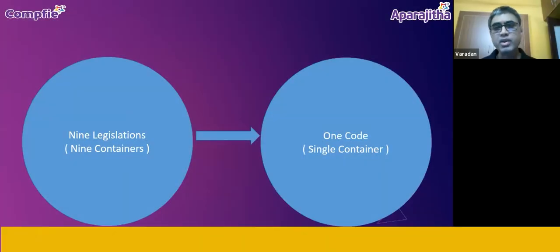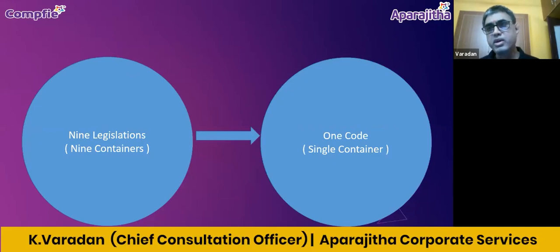Now, if you look at this diagram, there are 9 legislations, maybe I can say 9 separate containers, that are now made as one code. So it is now becoming one container. Maybe instead of container, I can use the term bottle also. So it is one bottle now, but this is about the container.